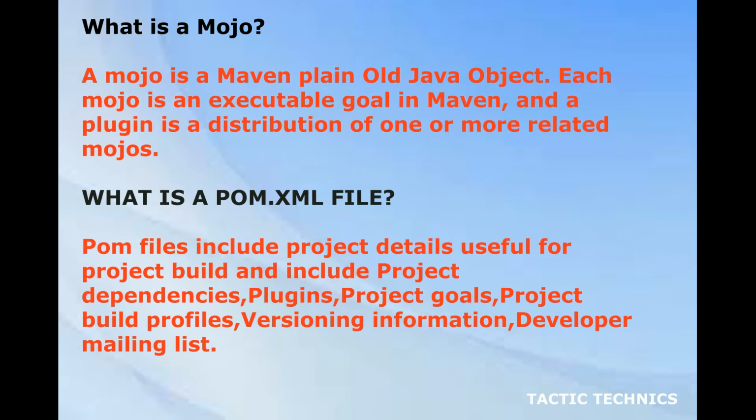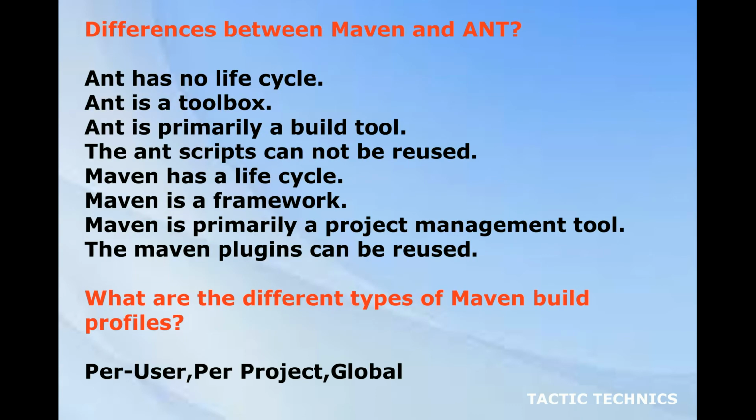What is a Mojo? A Mojo is a Maven plain old Java object. Each Mojo is an executable goal in Maven, and a plugin is a distribution of one or more related Mojos. What is a pom.xml file? POM files include project details useful for project build and include project dependencies, plugins, project goals, project build profiles, versioning information, developer mailing list.